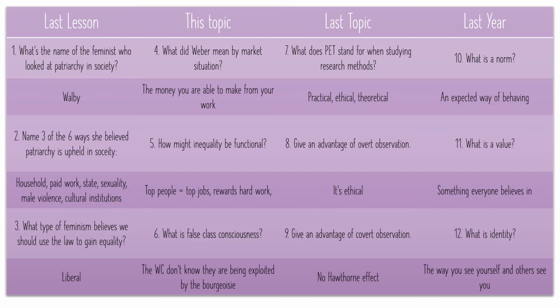A norm is an expected way of behaving, for example, getting in a queue, and a value is something that everyone believes in, something that everyone aspires to in society. And your identity is the way you see yourself and others see you. As always, if you didn't know the answer, write it in, but in a different colour so that you know how to revise and what to revise when you look back, and give yourself a mark out of 12.